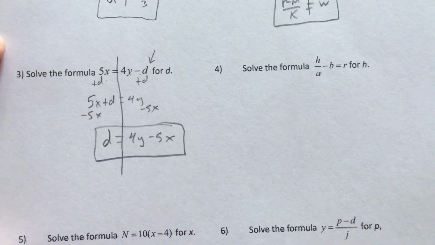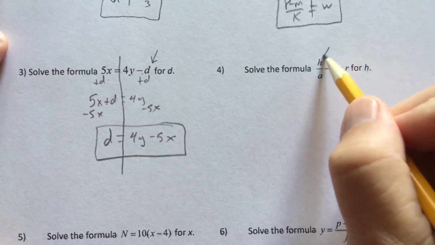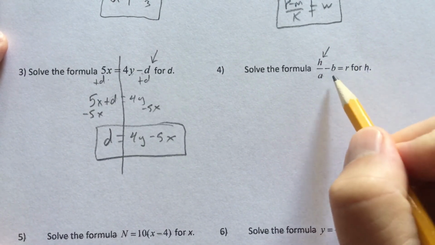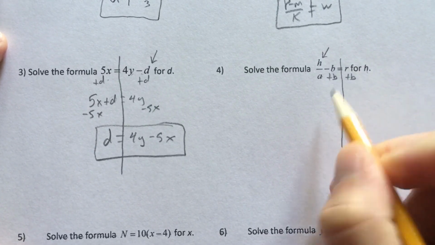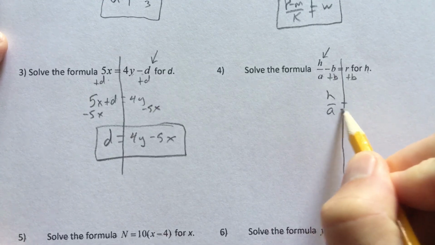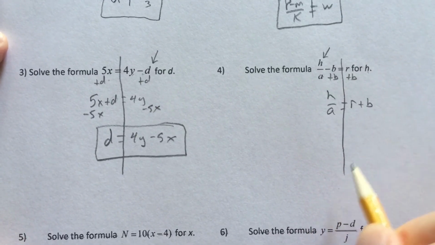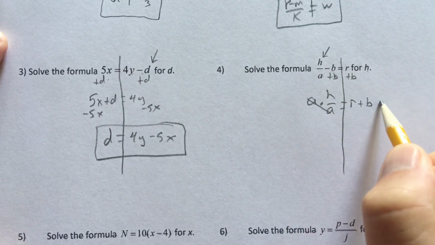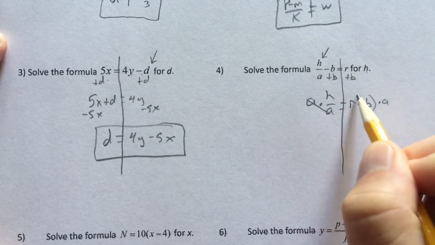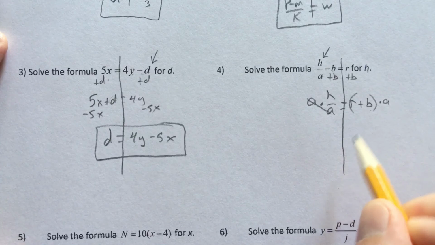All right. Over here, we're trying to solve for h. So I'm going to get rid of this minus b first. Go plus b on both sides. I'll get h over a equals r plus b. Now to get rid of this a, I need to multiply by a. Now when you multiply over here by a, you have to make sure you're multiplying everything by a. So you have to have parentheses around that.